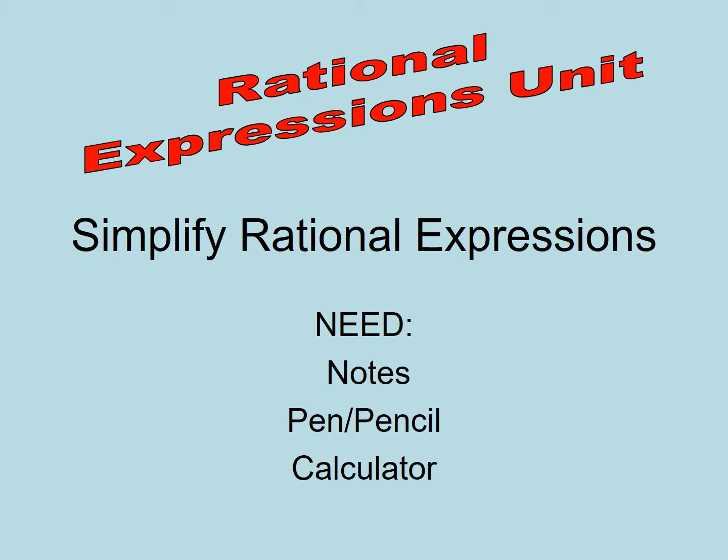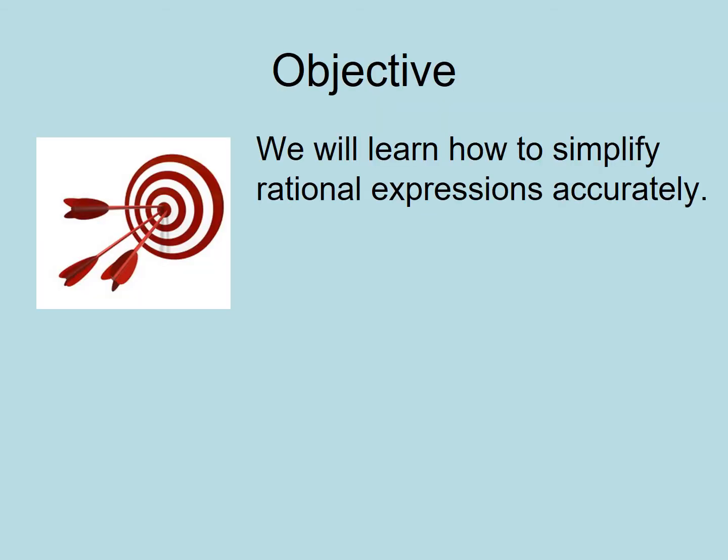So what you're going to need today is your notes, notebook, pen or pencil, and a calculator. So our objective or learning target today will be to learn how to simplify rational expressions. And the key here is accurately. And remember, when we simplify, we want things in simplest terms. That's why we call it that. So if you don't reduce or get things down into its simplest term, but you did part of it, that's not a true simplification. So our objective is to actually simplify everything accurately with rational expressions.